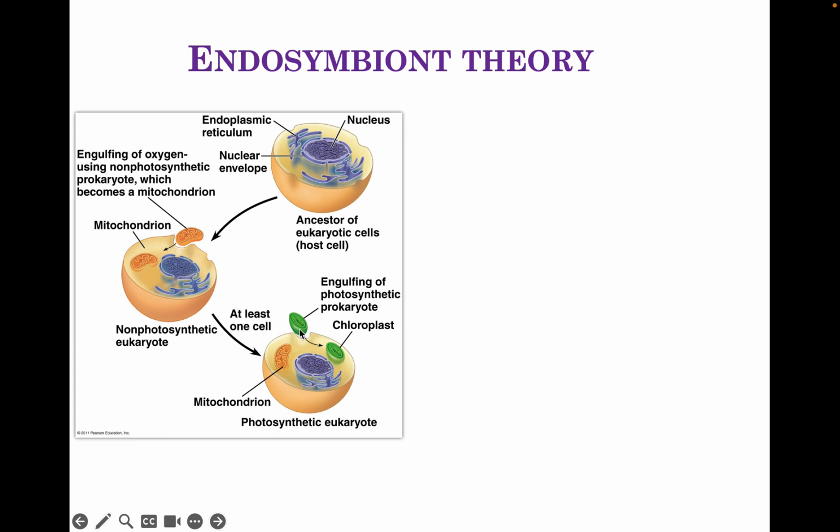The same thing we believe happened with chloroplasts. There was an ancient photosynthetic prokaryote that was engulfed by a eukaryotic cell, and it was a beneficial relationship for both. The chloroplast gets protection from predators, and the host cell gets the benefit of the glucose sugar produced by photosynthesis.